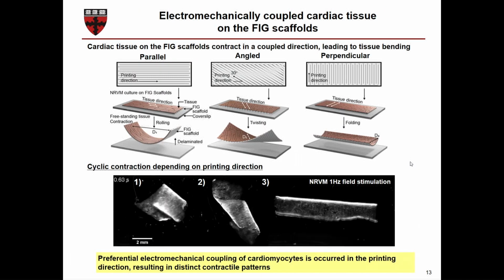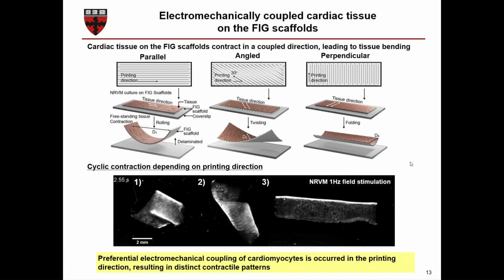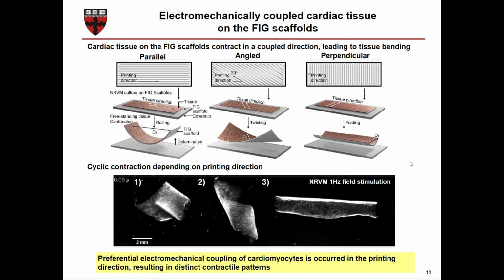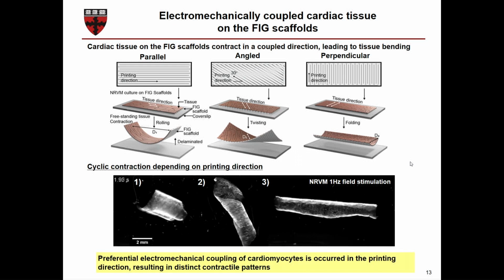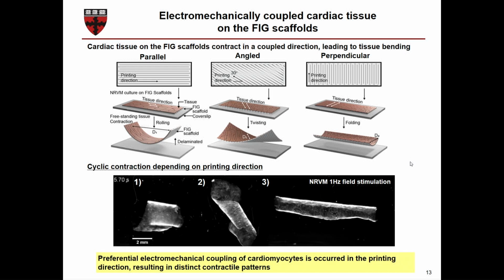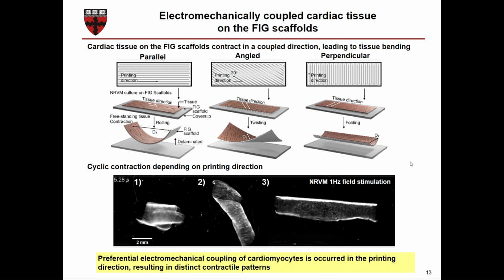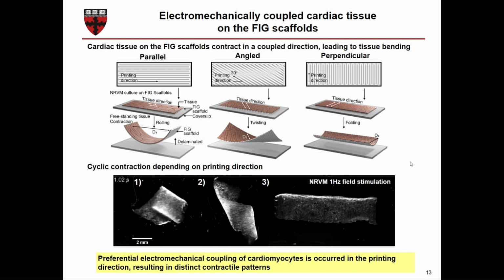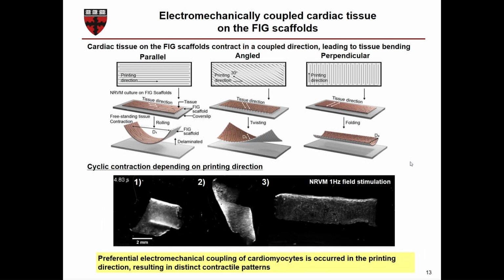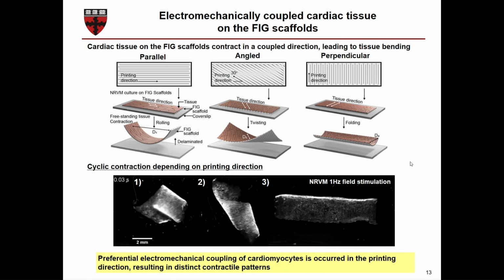So by showing this electrical physiological coupling between the cardiomyocytes, we wondered how the contractility depends on the direction control. So here we print this scaffold with 3 different directions: one parallel to the long axis, one angled to the long axis, and one perpendicular to the long axis.